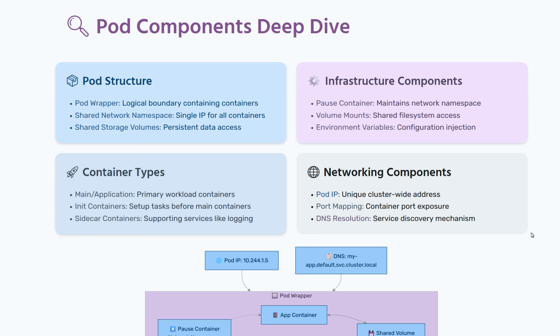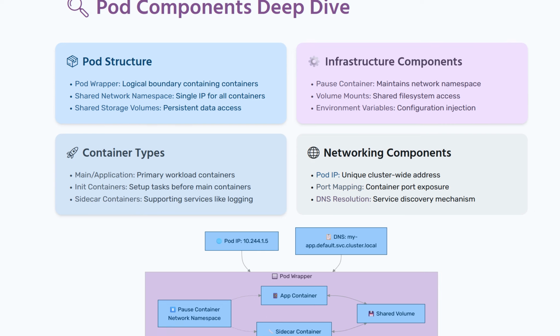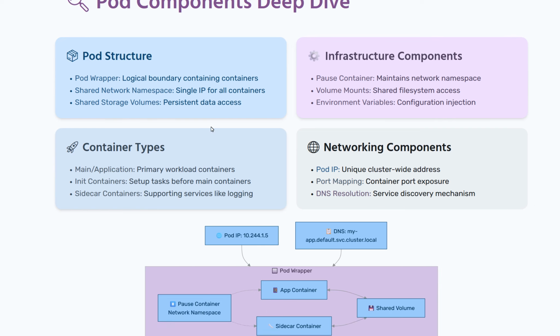So in that comparison, the pod structure: the pod wrapper is a logical boundary containing containers. So that is a logical boundary, like wrapping a container. Think about a gift parcel. You wrap the boxes in there. So that is the boundary. And then you have a shared network namespace, a single IP for all containers.